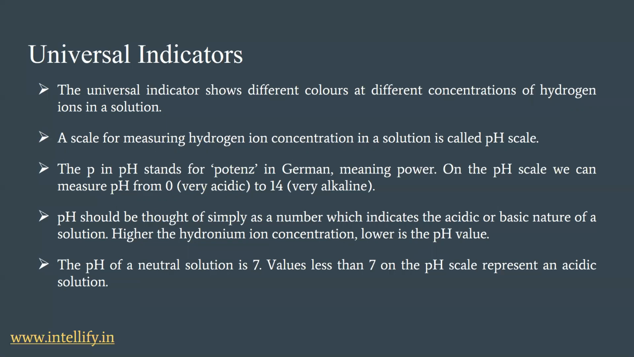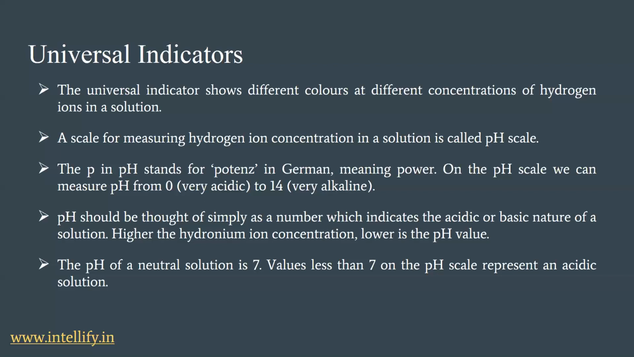A scale for measuring hydrogen ion concentration in a solution is called the pH scale. The P in pH stands for potenz in German, meaning power. On the pH scale, we can measure pH from 0, which is very acidic, to 14, which is very alkaline. pH should be thought of simply as a number which indicates the acidic or basic nature of a solution. With the help of this pH scale, we identify whether the solution is strong or weak and the presence of hydrogen ions.